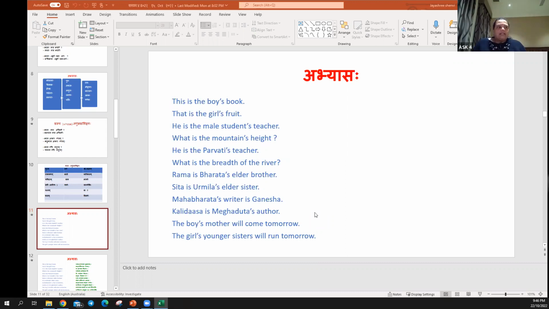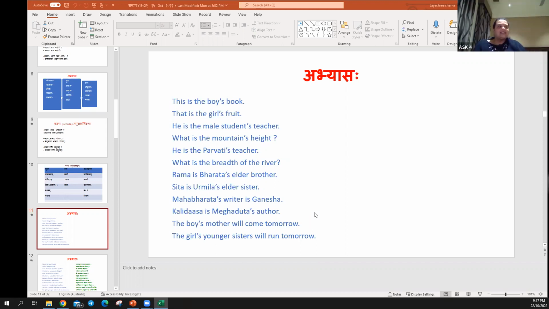The boy's mother will come tomorrow. Putrasya mata gamishyati. Gamishyati means will go. So for coming, it is agamishyati.